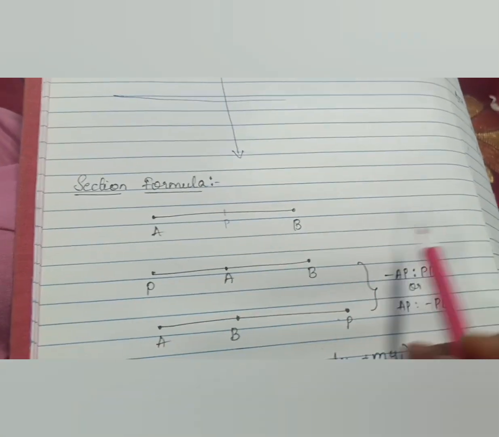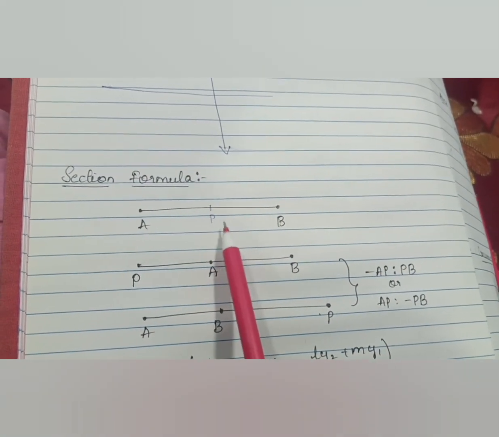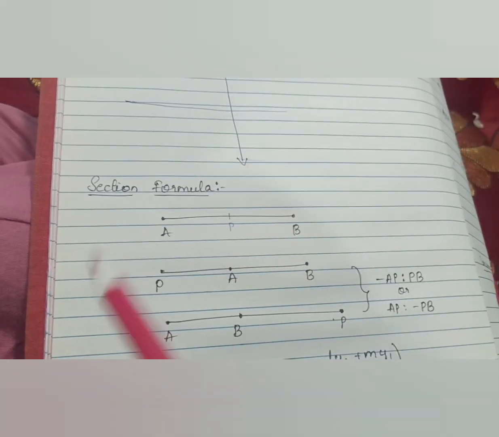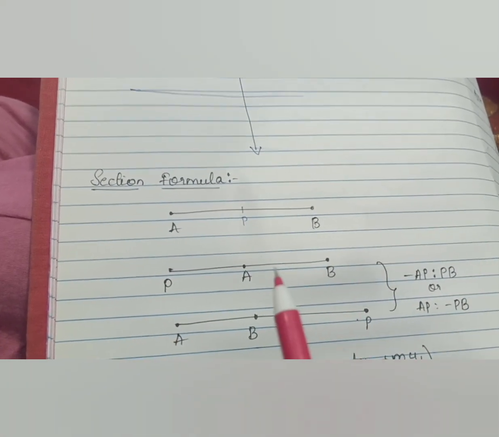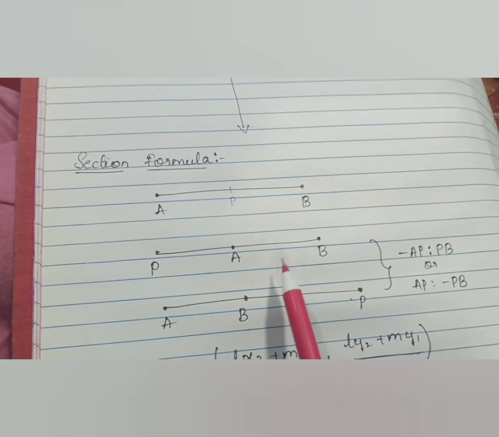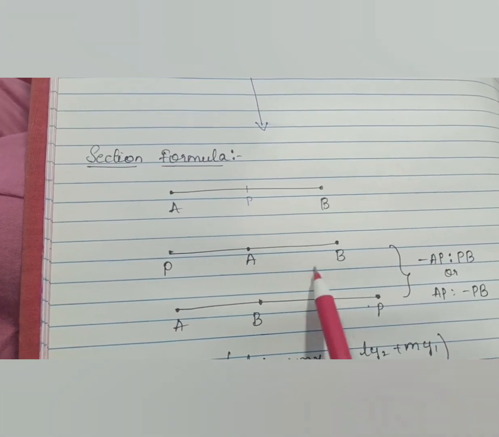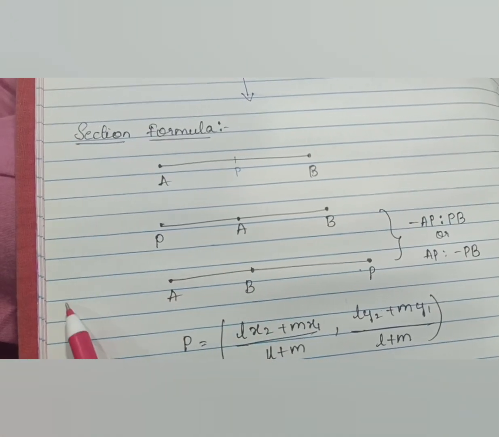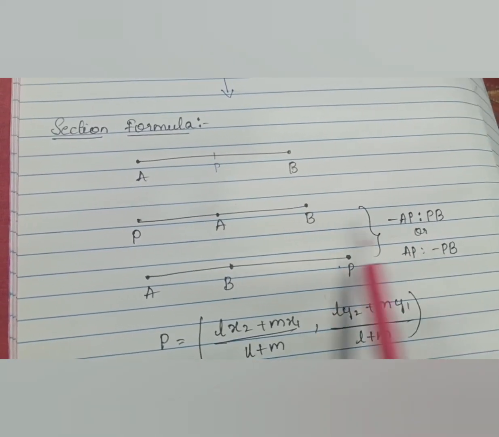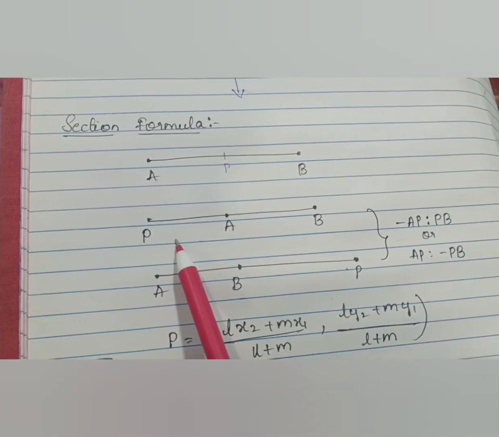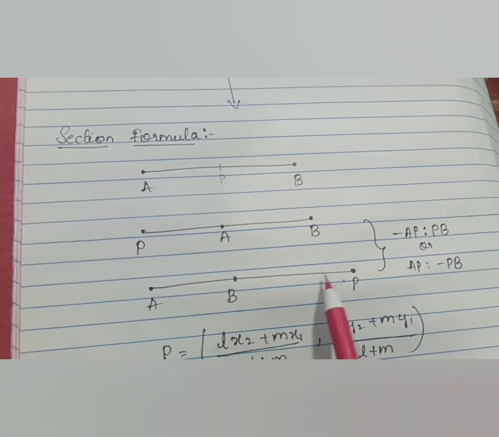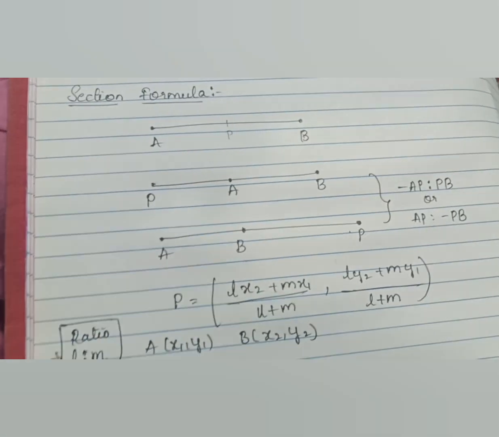Section formula: take any point P between A and B. If it divides in any ratio, it could be 1:1, 1:2, 2:1, 1:3, 3:1, then we use the section formula. If this point P is dividing A and B externally, either from this side or from this side, it could also be written, but it has minus AP because it is far in distance, right? Minus AP to PB, and AP to minus PB. So what is the formula for it?